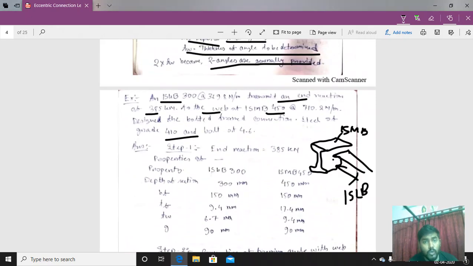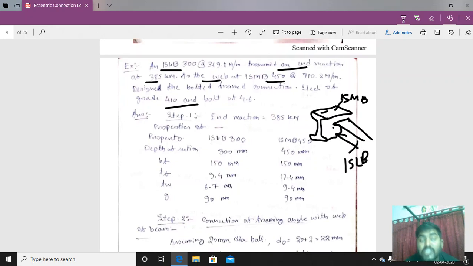By this question we can assume that this is the ISLB section, which is connected to the ISMB section. So this is the girder and this is the connecting beam. We have to design for that. First, the end reaction, that is step 1.